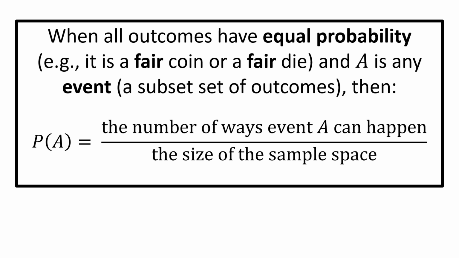And just to be clear, what do we mean when I say all outcomes have an equal probability? If it's a fair coin, that means the probability you get heads is the same as the probability you get tails. In other words, it's 50% for heads, 50% for tails. If it's a fair die, then each outcome, 1 to 6, has the same probability of occurring.